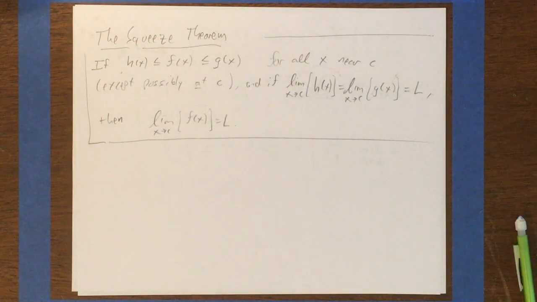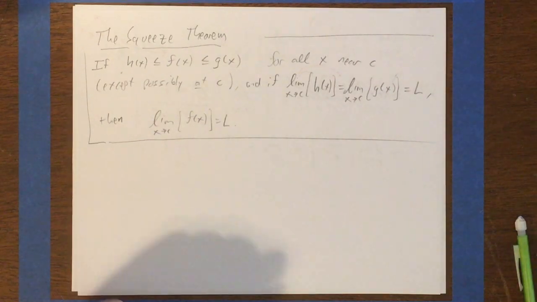Okay, so there is a kind of useful theorem for figuring out limits that's presented at the end of section 2.3. This is called the Squeeze Theorem. It's got a lovely name. And it goes like this.